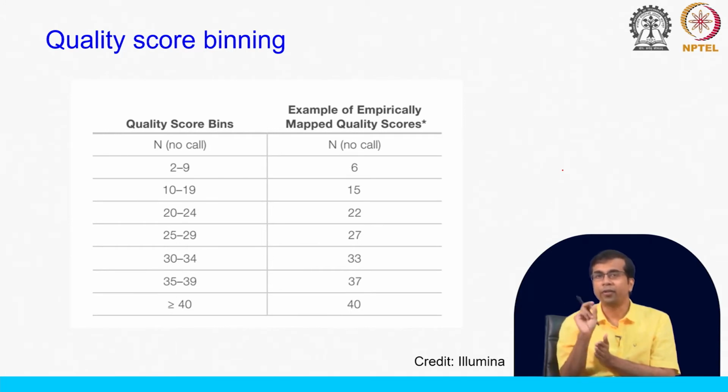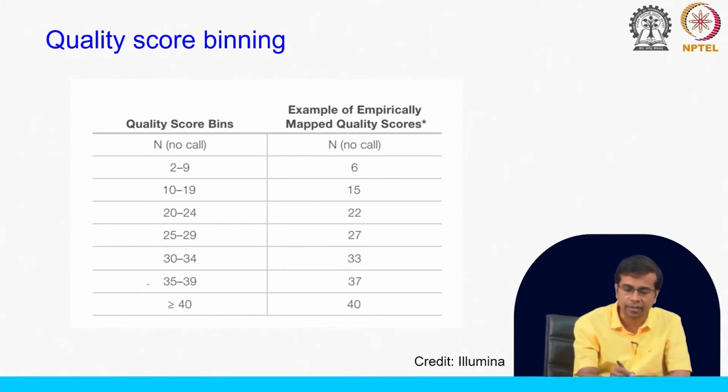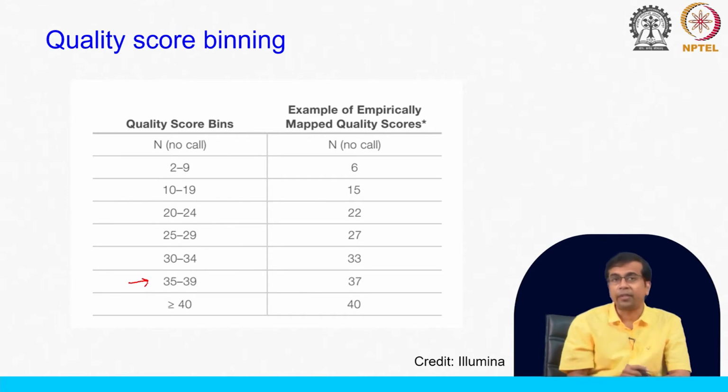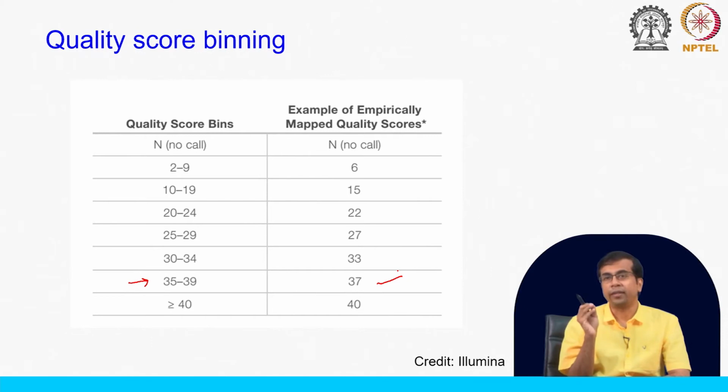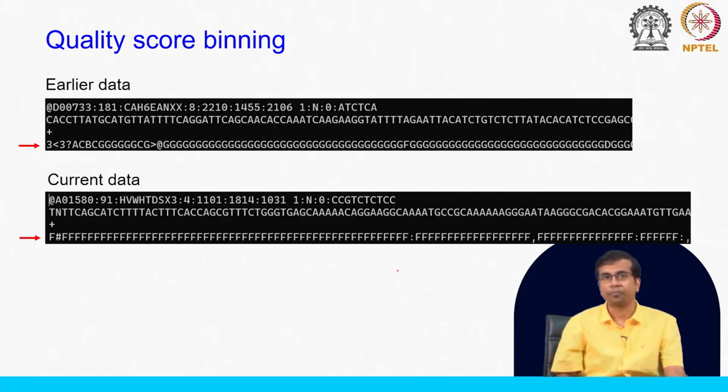So, every base that falls within this range will be given a quality score representative of that bin. For example, let us say any base that has a quality score between 35 and 39 will be given 37. So, all those bases will be given the quality score of 37. So, there is some sort of change, and this actually helps in saving storage space, it turns out. Again, without going into too much detail, you can look at Illumina's data, etc., to see how this helps in storage space.